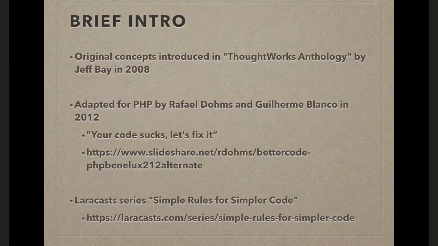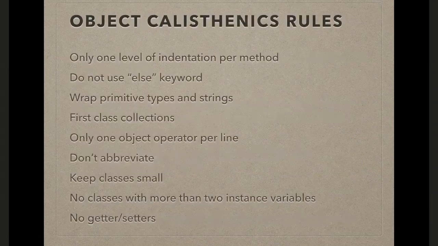All right, so the rules. There are 9 rules. I'll give you a minute to take a look over them. We're only going to focus on 4 of them. The rules are: 1 indentation per line, not using the else keyword, wrapping primitive types and strings, using first-class collections, only using 1 object operator per line, don't abbreviate, keep your classes small, no classes with more than 2 instance variables or properties, and not using getters and setters.